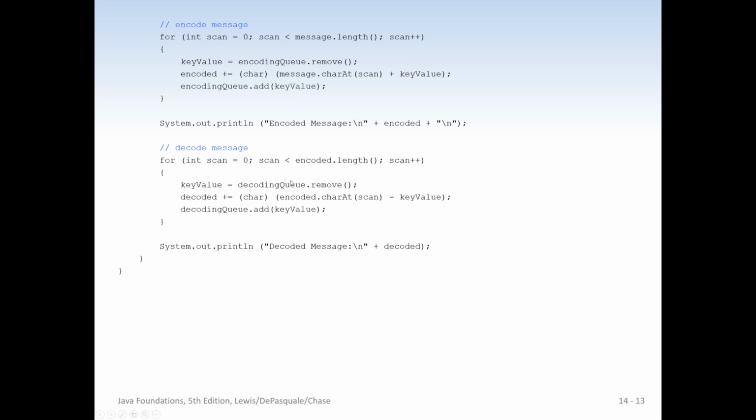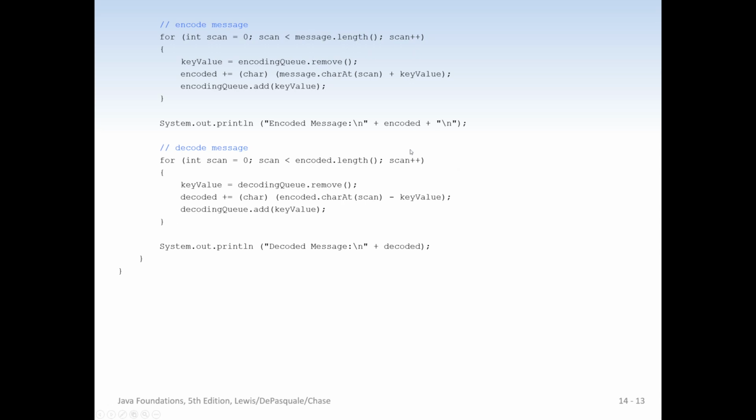Now to decode it, we're going to do exactly the same thing. We're going to start with the first character. We're going to pull off the front of the queue. We're going to decode using the opposite, the inverse of what we encoded, the subtraction. And then we're going to push that on the back of the queue. And that is actually going to decode our message.